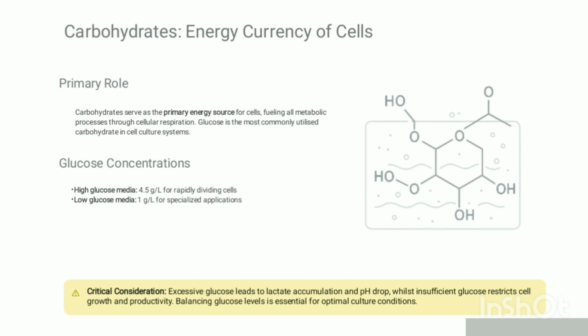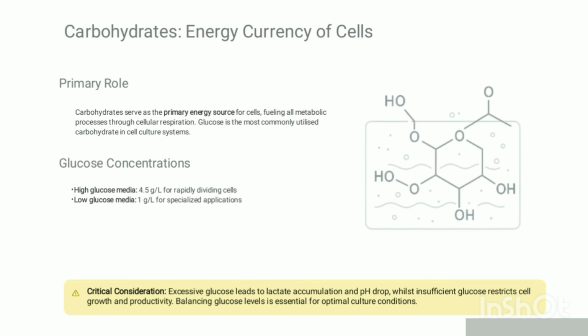Glucose concentrations in media. The concentration of glucose is critical for maintaining optimal culture conditions. High glucose media, 4.5 grams per liter, is used for rapidly dividing cells. Low glucose media, 1 gram per liter, is used for specialized applications. Critical consideration: excessive glucose leads to lactate accumulation and pH drop, whilst insufficient glucose restricts cell growth and productivity. Balancing glucose levels.